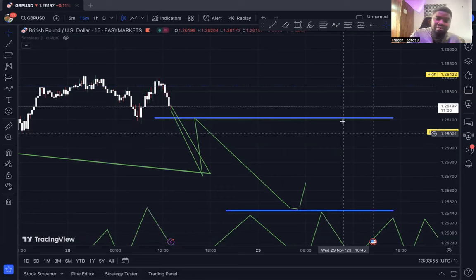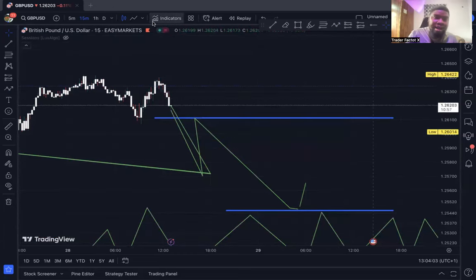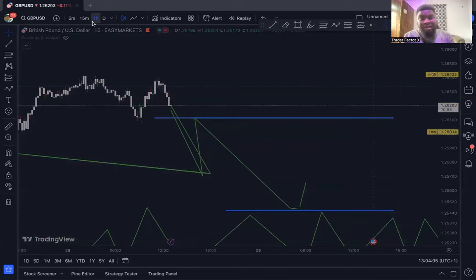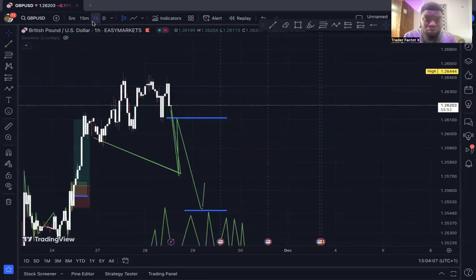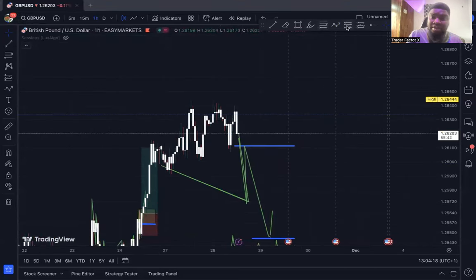Then if it breaks here again, you know that the market is now shifting to the higher time frame, to the upward side. Then you scale back again to the higher time frame, which is the 1 hour. Then you study the chart again, and you know what's going on in that time frame, before doing the same process all over again. You repeat the same process all over again.